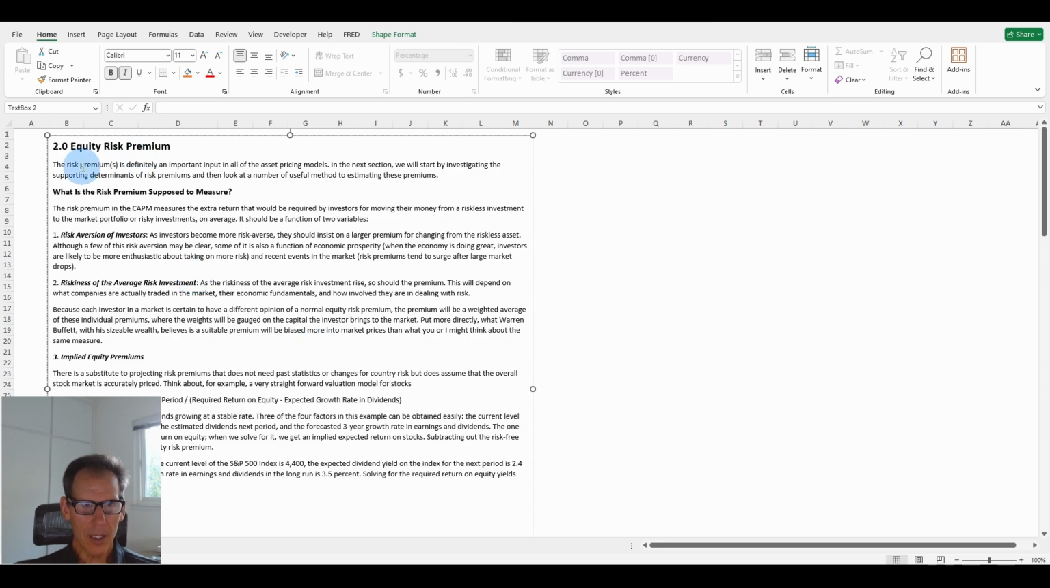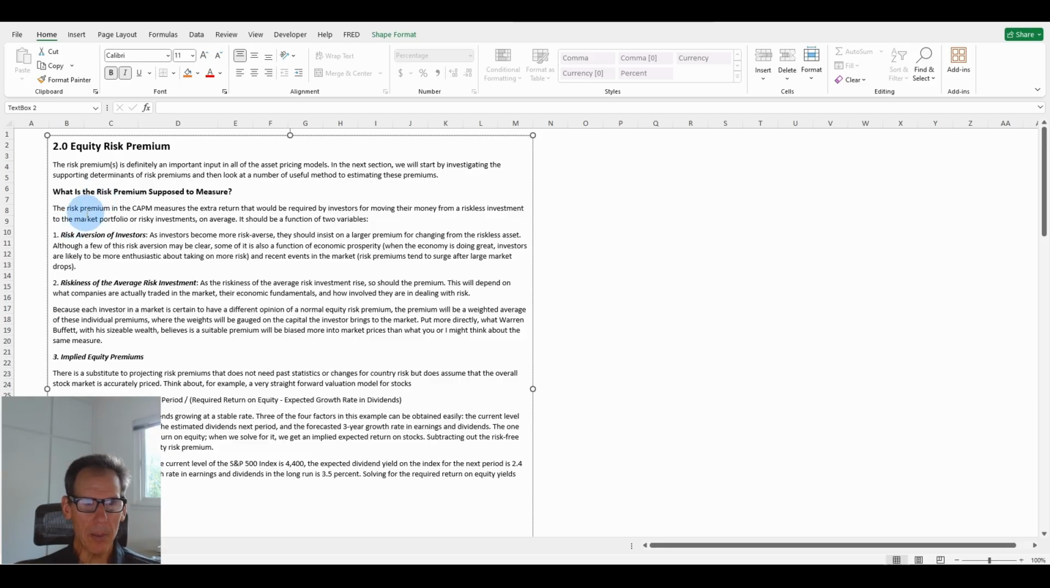The risk premium is definitely an important input in all the asset pricing models. In the next section, we will start by investigating the supporting determinants of risk premiums, and then look at a number of useful methods for estimating these premiums.